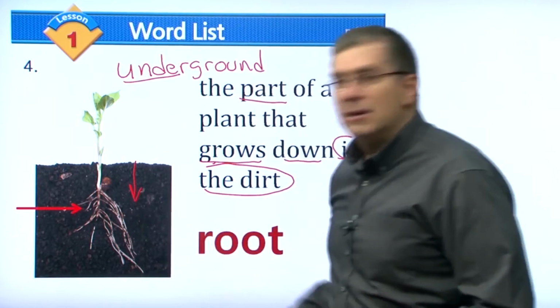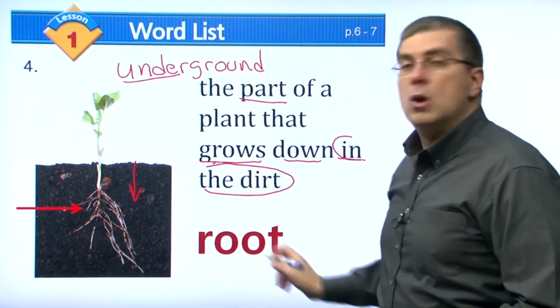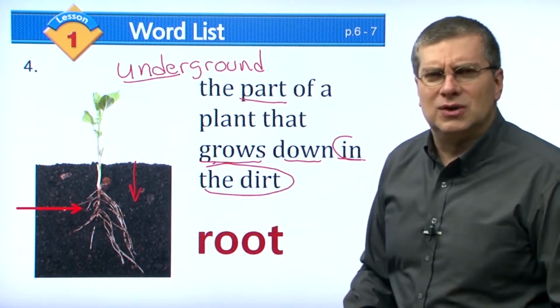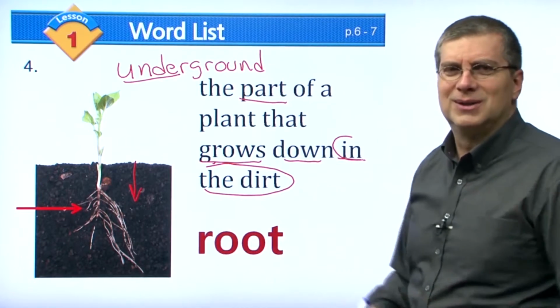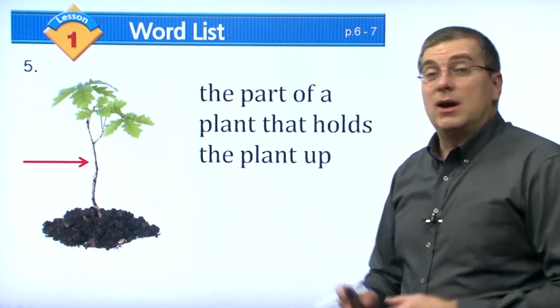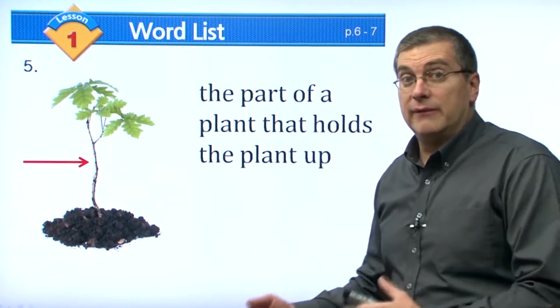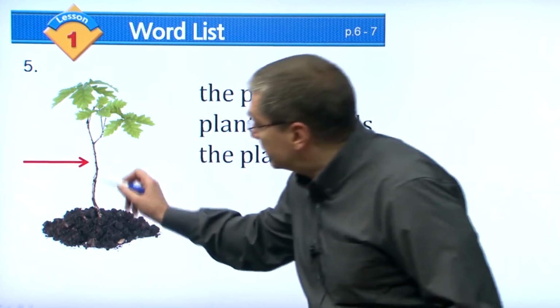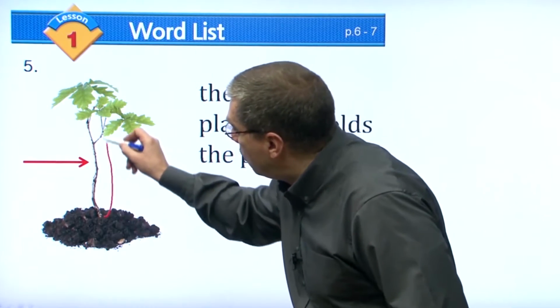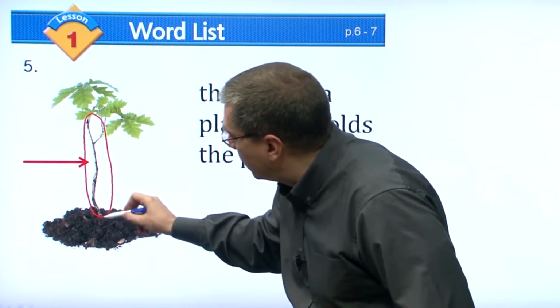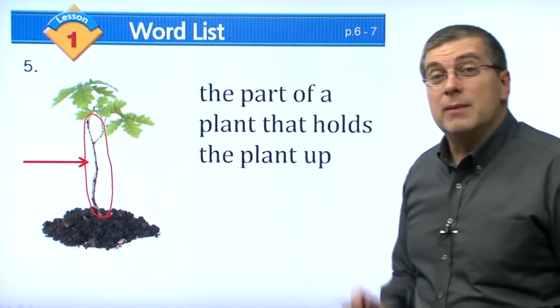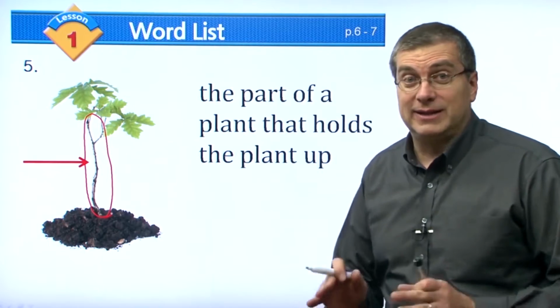But one root, many roots, okay? So root, root, right? Strong word, root. Okay, what's our next word? Okay, our next word, we're talking about a different part of the plant. This part right here. Actually, it's this whole piece right here, right? That whole thing. We're talking about that part of the plant now.